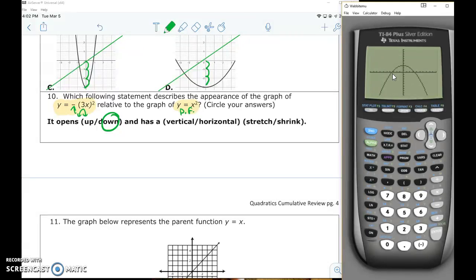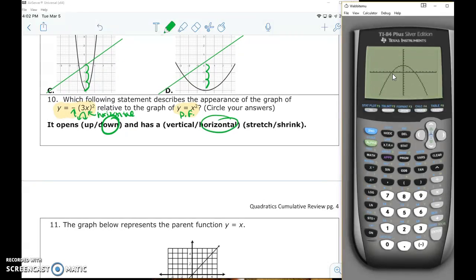Any number that's inside the parentheses is a horizontal change. So this has to be horizontal, and for horizontal, everything inside the parentheses is opposite. So any number that is bigger than 1 is actually a horizontal shrink or compression. We're taking this parabola from each side and squishing it down. We are making it more narrow.